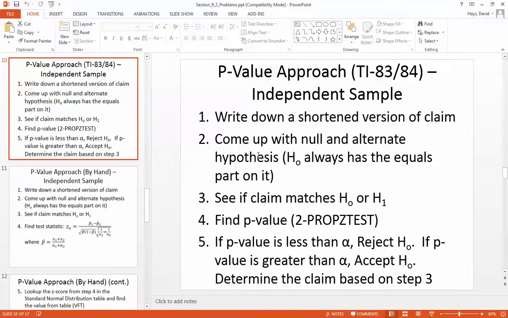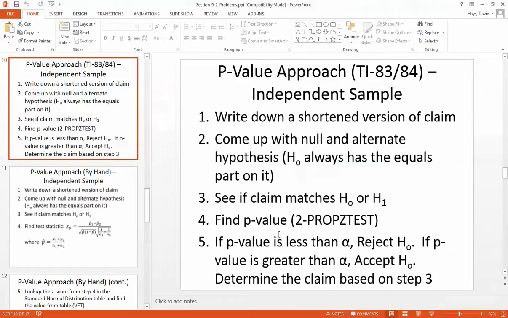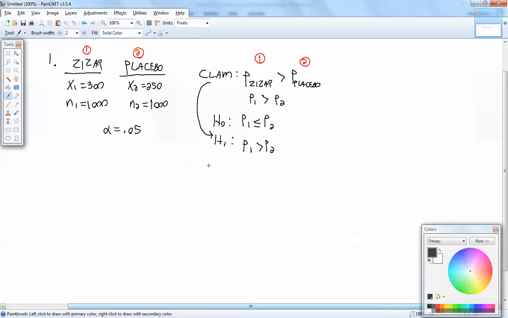Now, step 3. See if your claim matches H0 or H1. Well, we've got a greater than here. That matches H1 because they're both greater than. Okay, we're going to use 2-PropZTest to find a p-value. So let's go to that on our calculator.